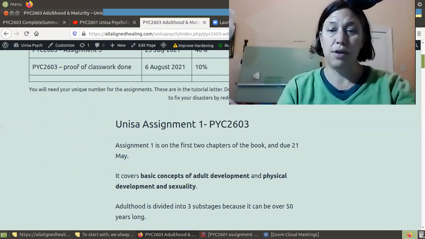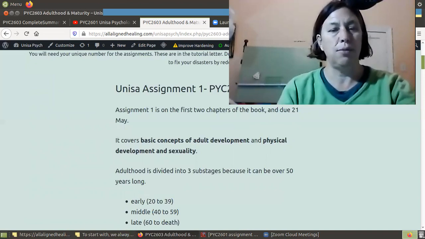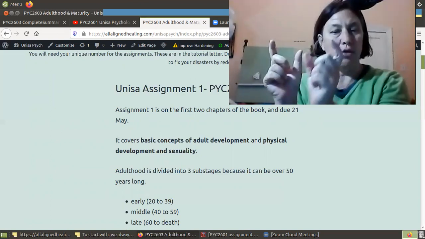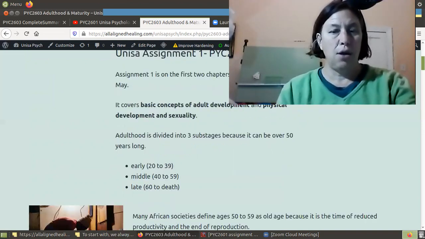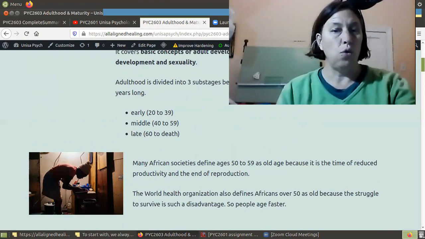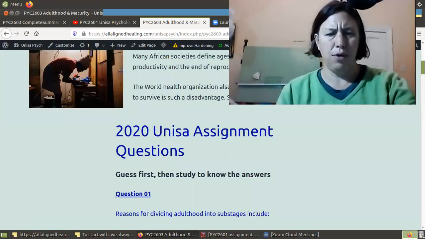Adulthood is divided into three stages because it can be over 50 years long. There's another point we'll look at in a moment. Okay, so early adulthood, 20 to 39, middle adulthood, 40 to 59, and late, 60 to death. Many African societies define ages 50 to 59 as old age because it is the time of reduced productivity and the end of reproduction. The World Health Organization also defines Africans over 50 as old because the struggle to survive is such a disadvantage, so people age faster.